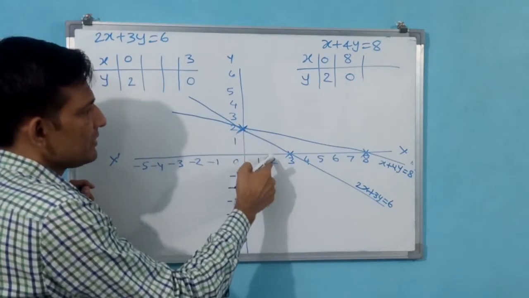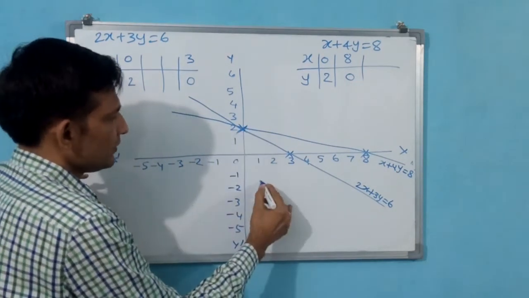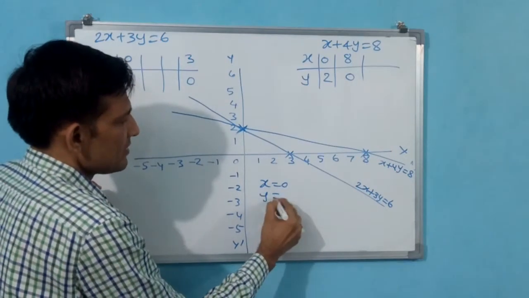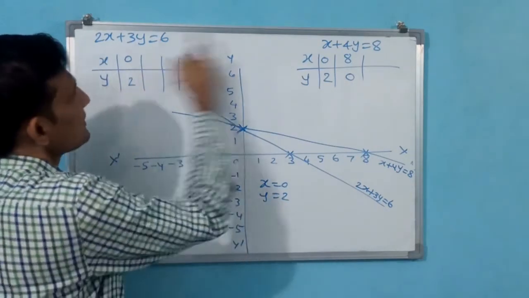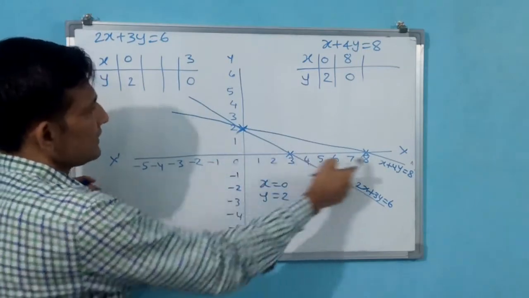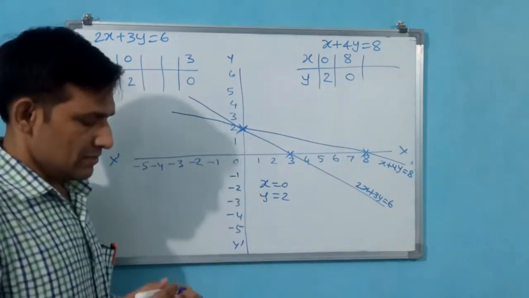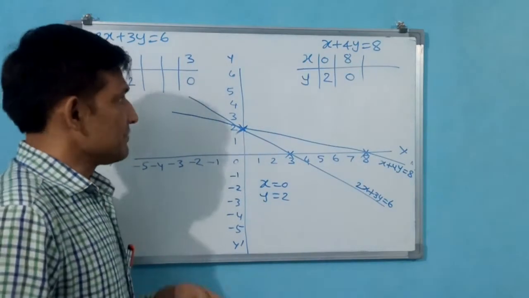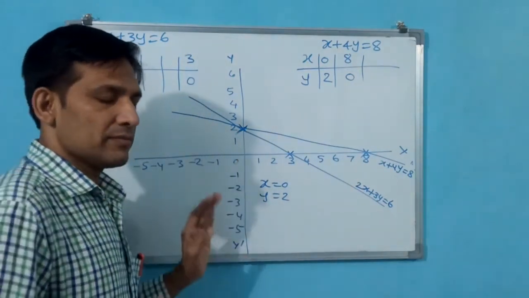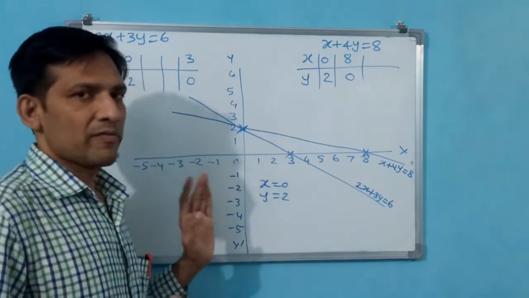What is the value? X is 0, y is equal to 2. This is the answer for your equations. X is equal to 0, y is equal to 2 is the answer for these equations. Okay. In this way we can solve equations by graphical method also.